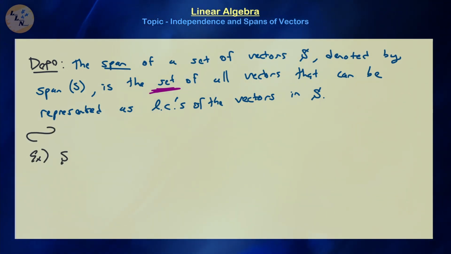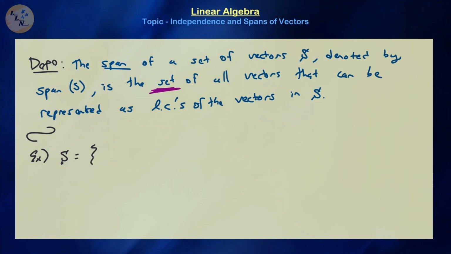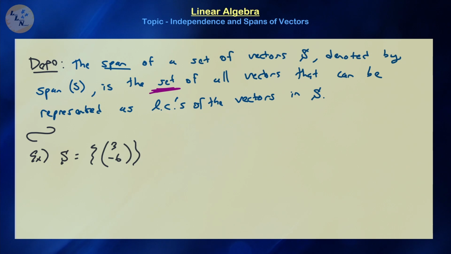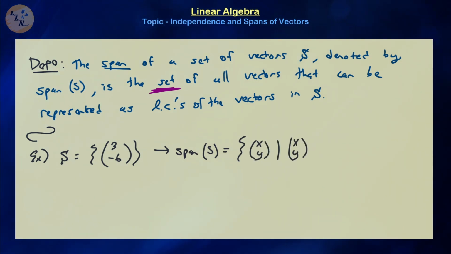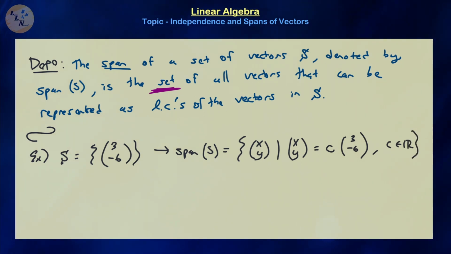So let's assume we have the set of vectors S, which is defined by the lonely little vector (3, -6). If we want to know the span of that set, that's going to be the set of all vectors in R2, (x, y), that can be represented as linear combinations of that particular vector, in particular (3, -6), where c is a scalar in R. So it's all the multiples of (3, -6).